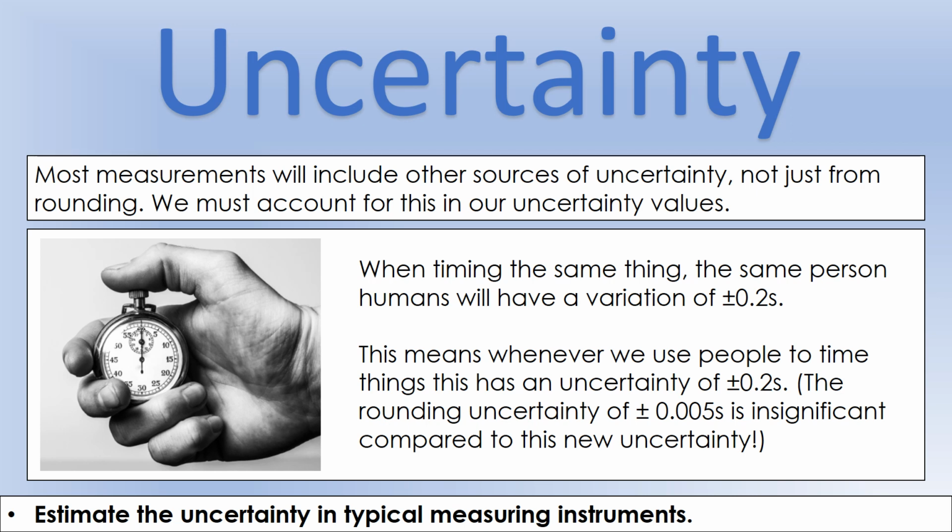When you're timing things, bear in mind that if you can find a way to remove the human from timing, you're going to make your uncertainties a lot smaller. Things like using light gates and slow motion cameras are always going to be sensible modifications to experiments.